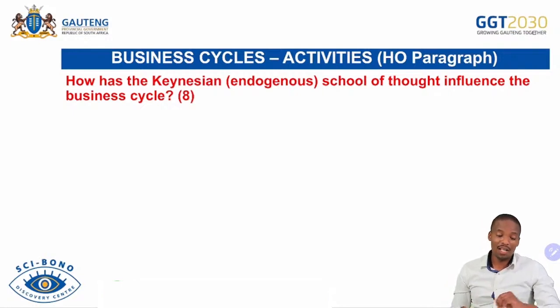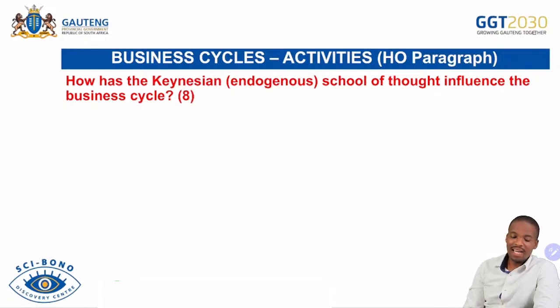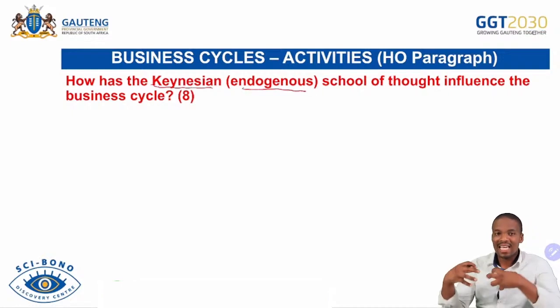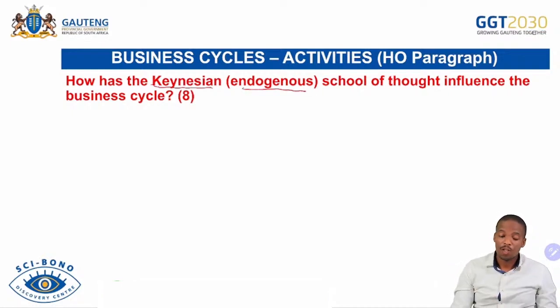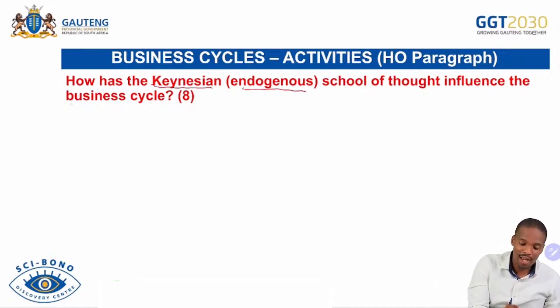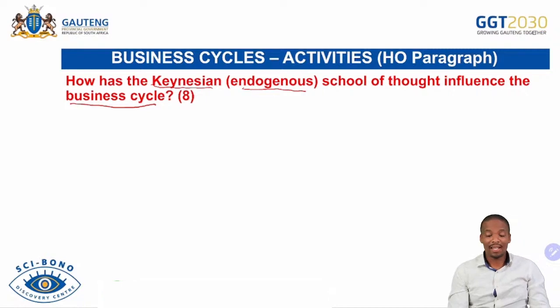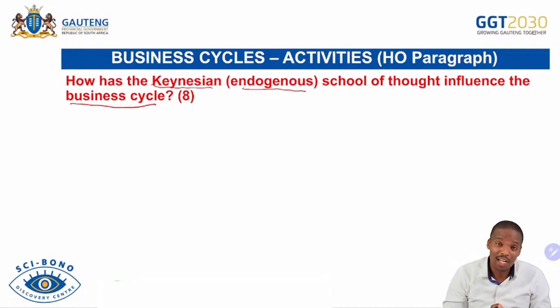The other one says now, how has the Keynesian school of thought influenced the business cycle? So the Keynesian is associated with the endogenous factors within the economy. So how do they influence the business cycle? It's a high order question, same applies, it is an 8-mark question.